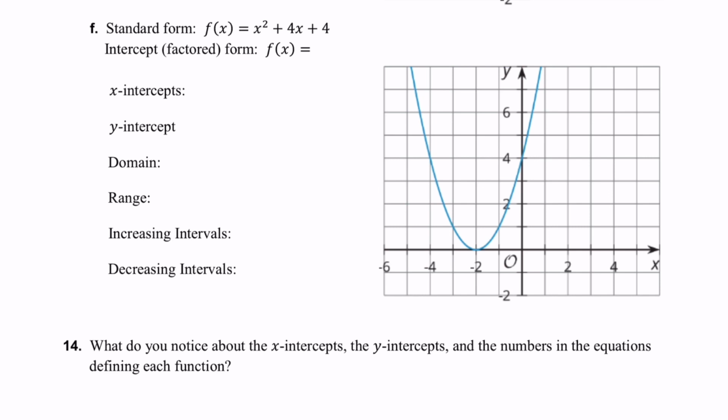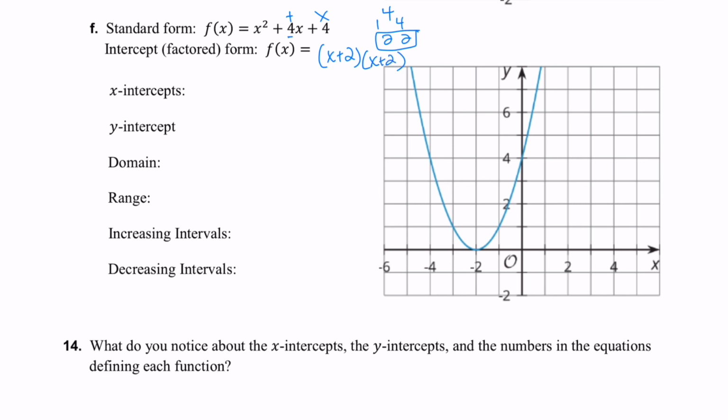Okay, looking at F, my x-intercepts, I want to factor this. So this is an easy one. First we learn to add, then we learn to multiply. Two things that multiply to 4 are 1 and 4, or 2 and 2. 2 and 2 are the ones that add to 4. So I have x plus 2 and x plus 2.